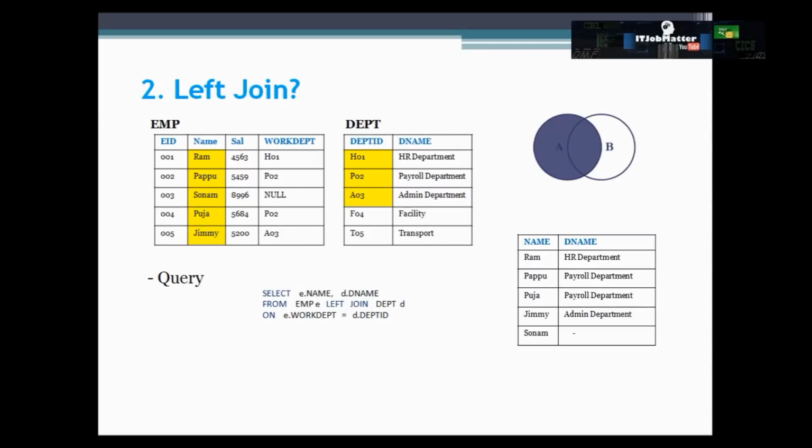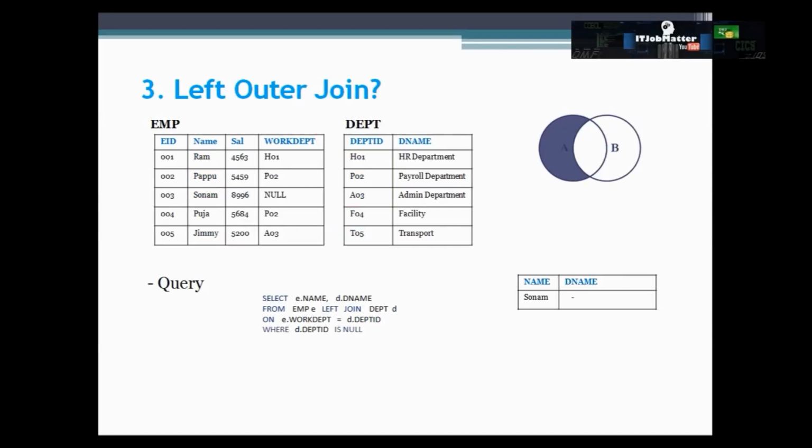As it is a left join operation, it will return all the rows from the table which is on the left. Here we have the employee table on the left, so it will return all the rows from the left table and matching rows from the right table. So here also you can see we have the HR department, payroll department and admin department, which are common. And then it will return all the rows from the employee table. As Sonam is not working in any department, or you can say her department is not mentioned in the department table, still Sonam will come in the result, as it is a left join operation and Sonam's record is on the left table.